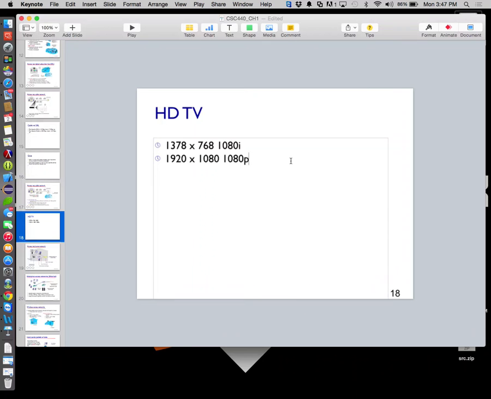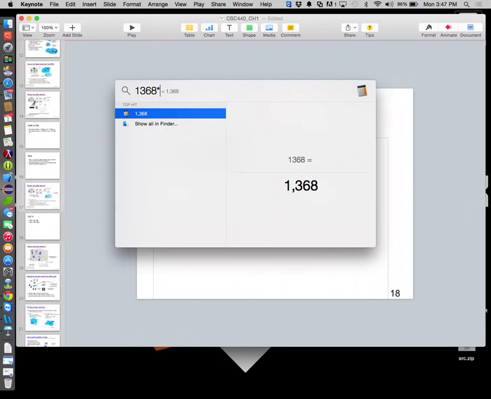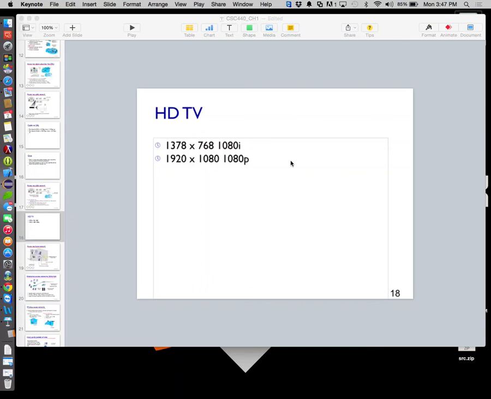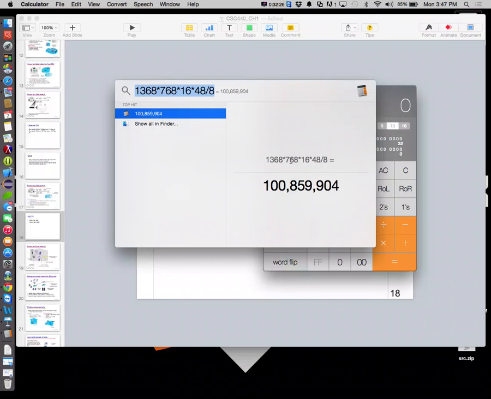So how many pixels is that? Well, that's 1368 by 768, so that's 1,000,000 pixels. And let's say it's 16-bit color times 16-bit times, we'll say, 48 per second. That's the number of bits per second. That's the number of bytes per second. That's the number of kilobytes. That's the number of megabytes. So 96 megabytes every 1 second to deliver a high-definition television station uncompressed.